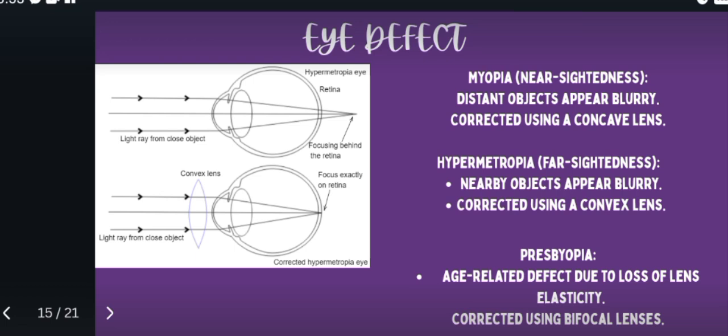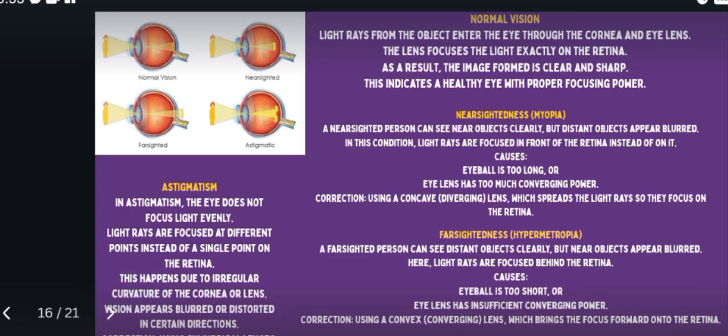So next, here, this is the one that I discussed. So normal vision, there is no defect in the eye. You can see the object properly, clear, not blurry. So here, the astigmatism. In astigmatism, the eye does not focus light evenly. So light rays are focused at different points instead of a single point on the retina.